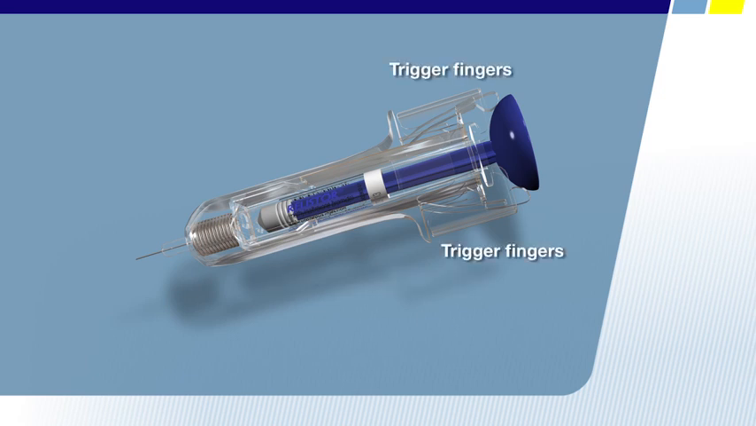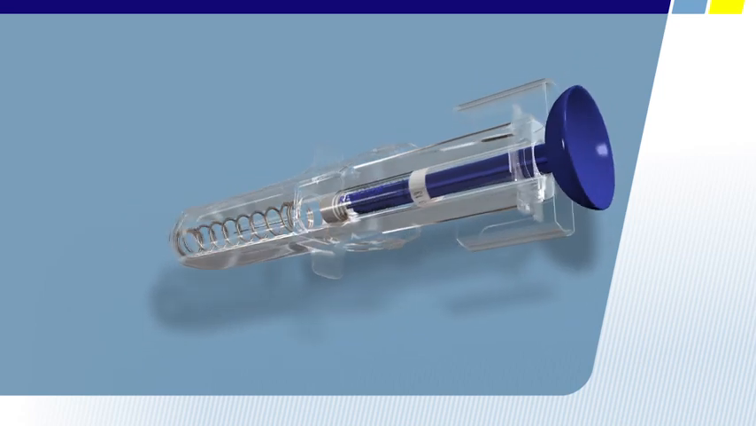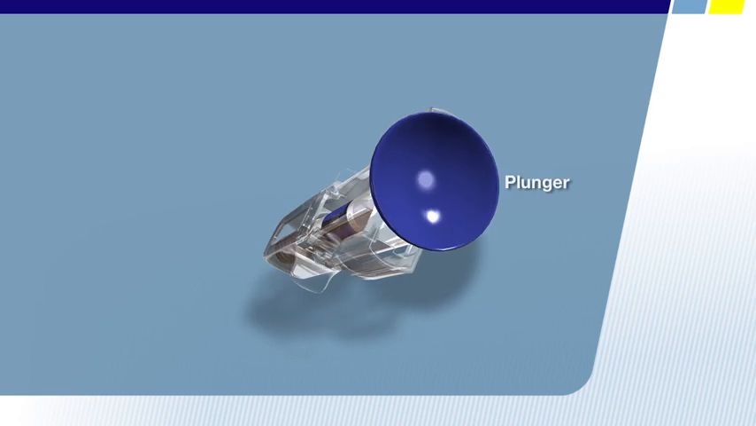The trigger fingers are above where you'll place your fingers when injecting. Be sure to avoid touching these to keep from activating the safety device too soon. And the plunger is at the opposite end of the needle. This is what you will push to inject the medicine into your skin.